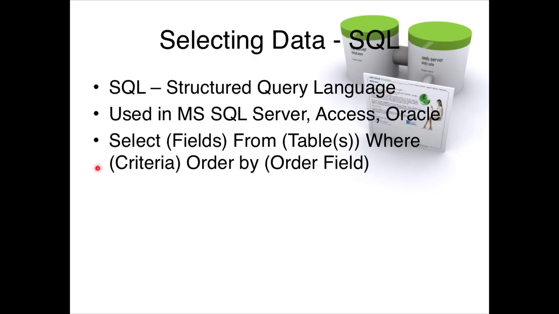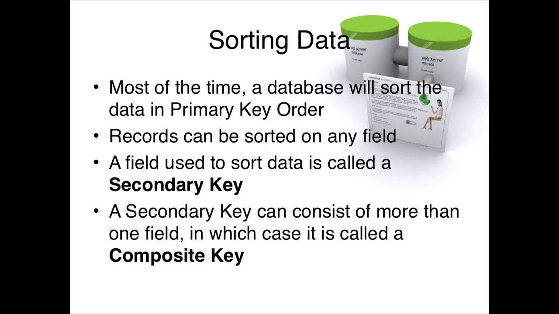Then there's where, and then you can specify some criteria, and then you can specify how to order that information. If you don't specify an order, the database will return the information in the order it was added to the database. As I say, I'm going to go through queries in a lot more detail in another video, so I don't want to go into too much detail at the moment. However, as you can see here, there's a little bit of information about why we sort information.